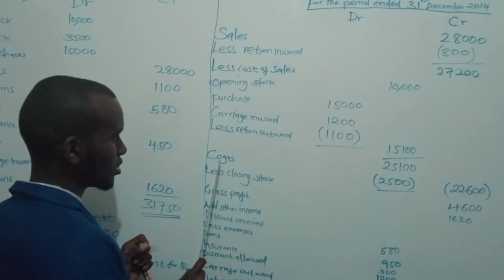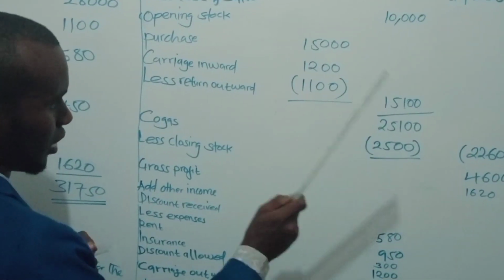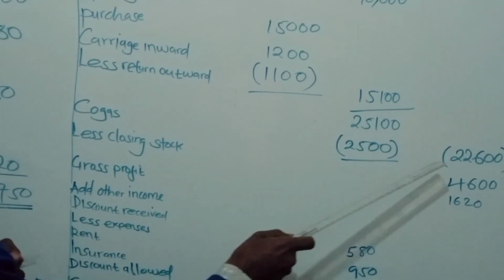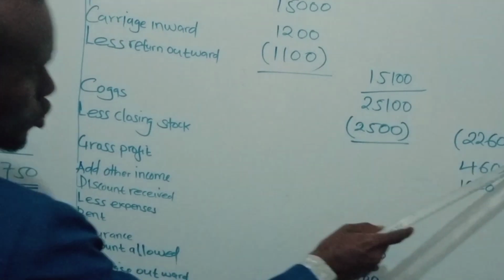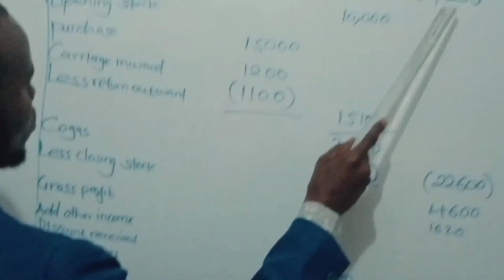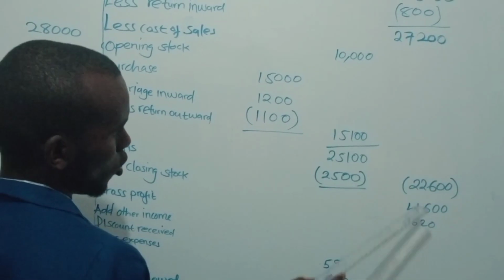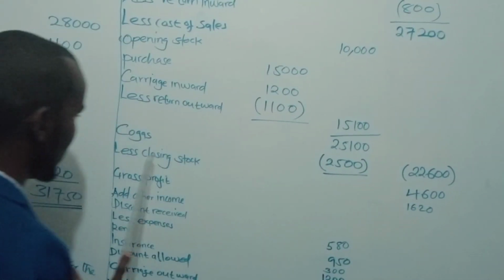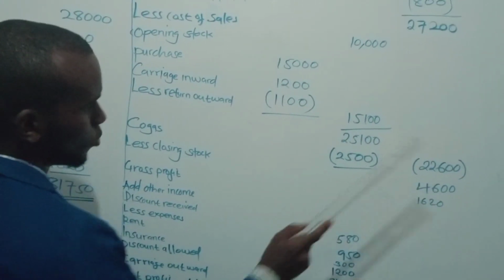From this, you less the closing stock. Remember, the closing stock was 2,500. When you less 2,500 from 25,100, you get 22,600. 22,600 is the cost of sales. So this cost of sales we compare with our net sales, which was 27,200. We less 22,600 from 27,200 and you get 4,600. That becomes the gross profit.